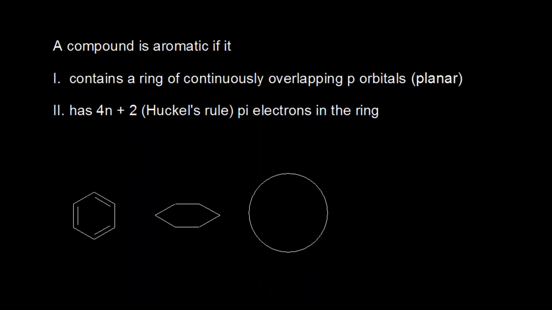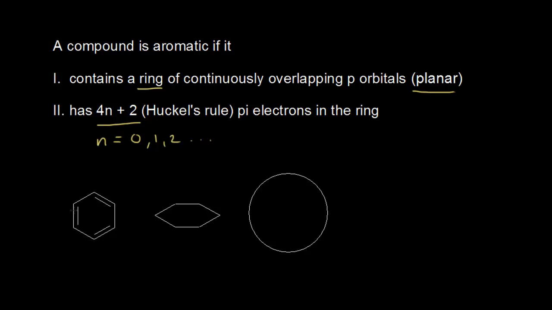A compound is aromatic if it contains a ring of continuously overlapping p orbitals. And so if the molecule is planar, that's what allows the p orbitals to overlap. It also has to have 4n plus 2 pi electrons in the ring, where n is equal to 0, 1, 2, or any other positive integer. And this is called Huckel's rule. So let's go ahead and analyze benzene in a little bit more detail.